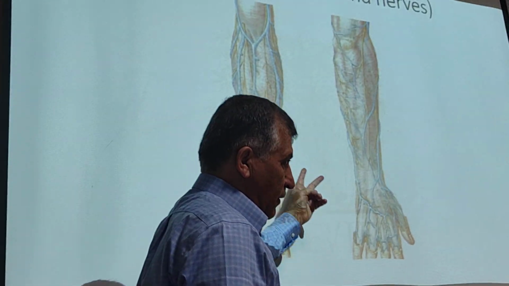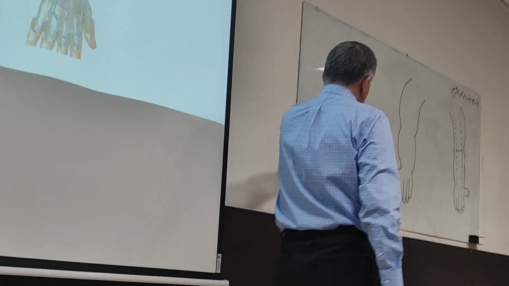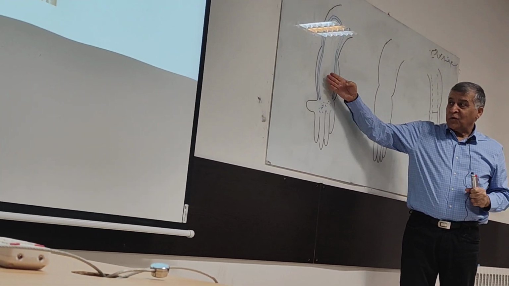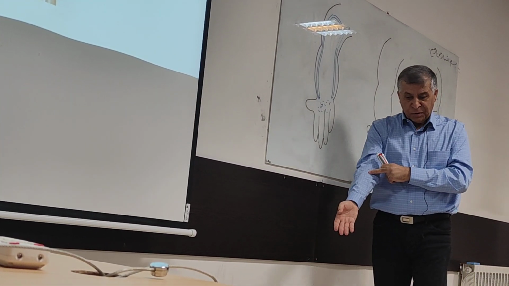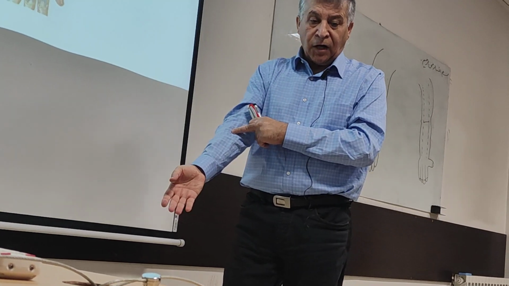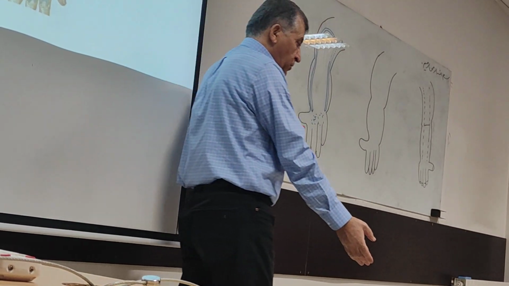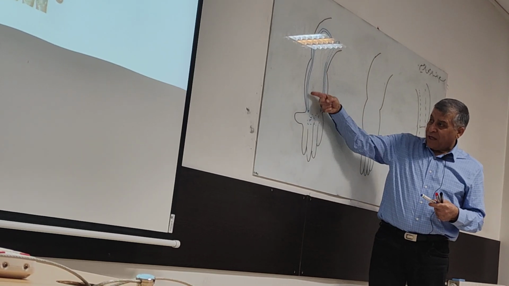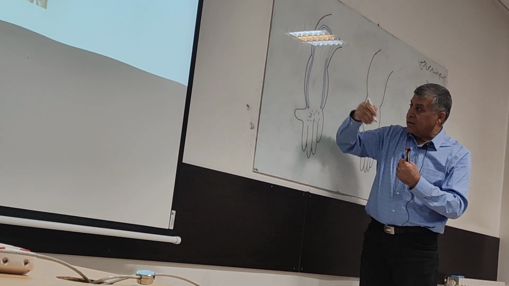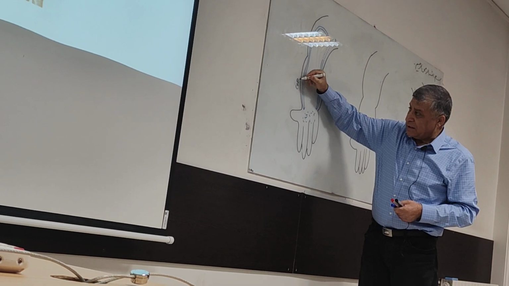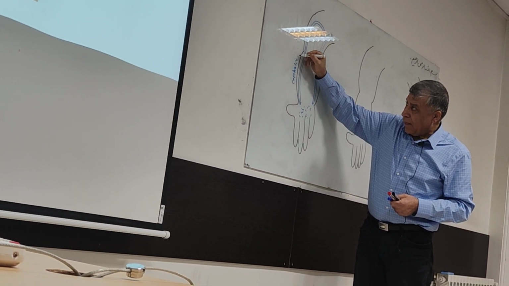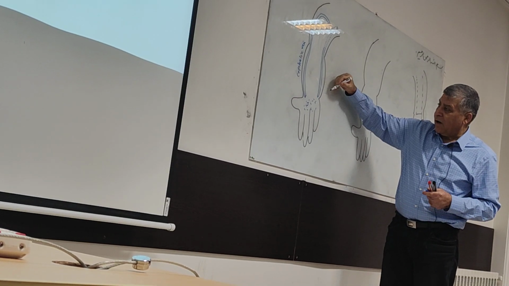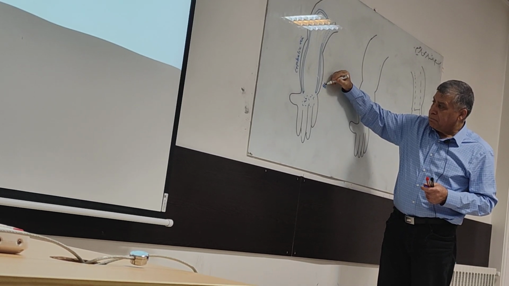In this figure, you can see there are two veins in the superficial fascia of the upper limb. The lateral vein, this one, is called the cephalic vein. The medial one is called the basilic vein.